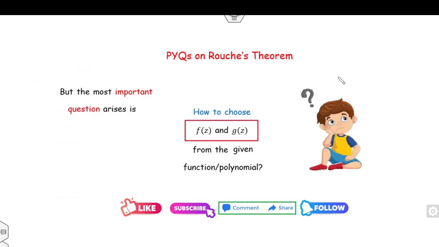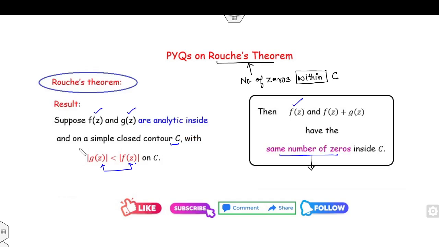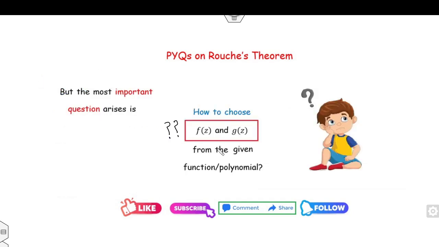Fine. Now, the big question that arises in competitive examinations is how we can choose the values of f and g. Our target is to prove that the absolute value of g is less than the absolute value of f. Then how can you choose f and g? It will take only 15 seconds to understand how to take f and g. After that, you will be able to get all the answers in no time.